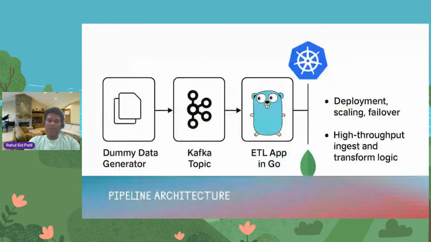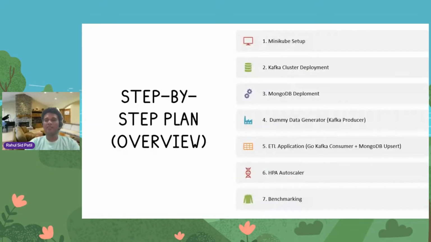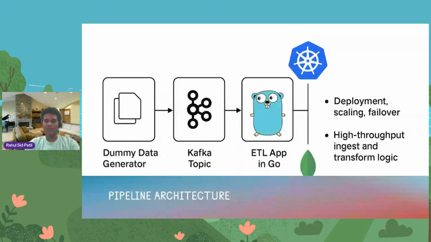So, pipeline architecture. This diagram here shows the overall architecture of our demo pipeline in action. It starts with a dummy data generator. This simulates a live stream of events similar to what you would get from user activity, IoT sensors, or logs.